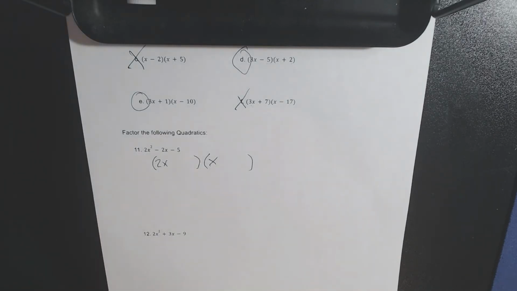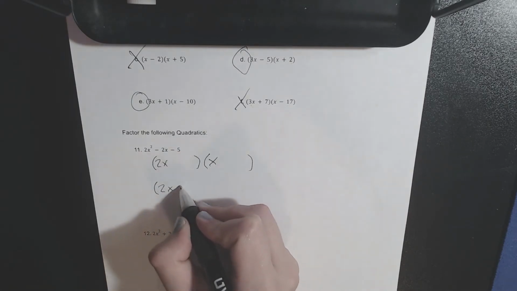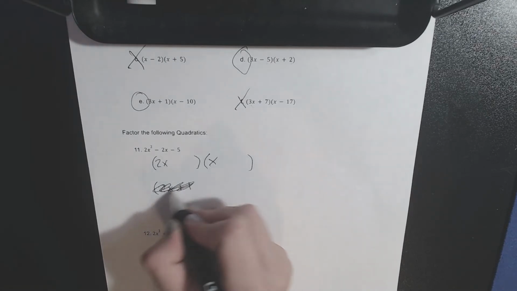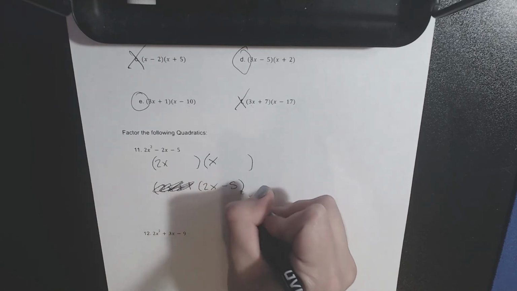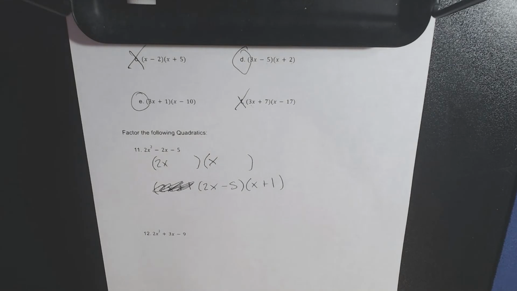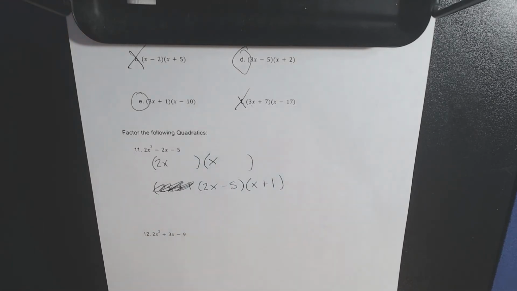Let's see. I don't know. Let's just make a guess here. So let's do 2x plus, well, I don't know, I keep changing my mind. Let's do 2x minus 5 and x plus 1. Is that an okay guess to make? Well, yeah, 2x times x gives us the 2x squared, and then the negative 5 times the 1 gives us the negative 5, which we need.